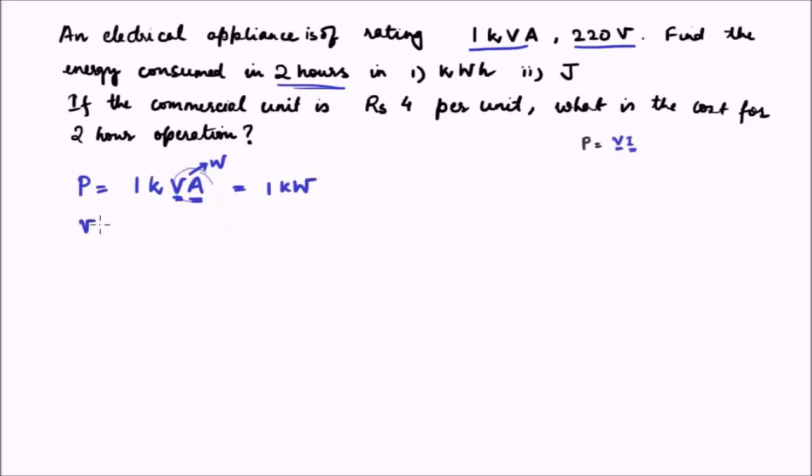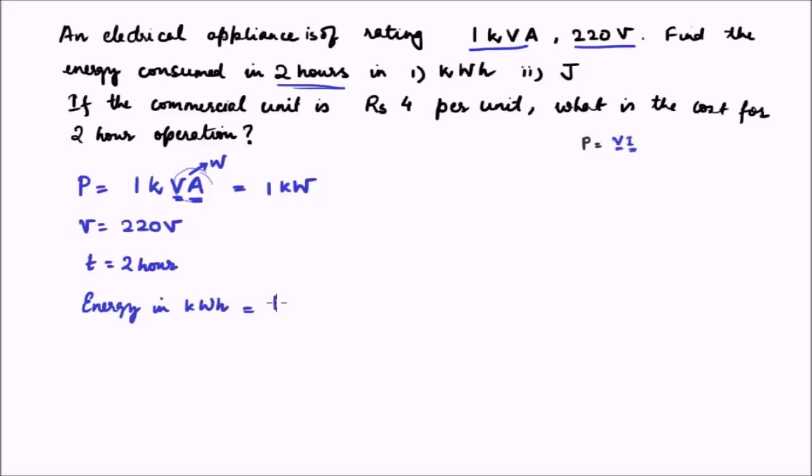Next we have the voltage rating as 220 volt. We have said that the appliance runs for 2 hours. Time is equal to 2 hours. And we are asked to find out the energy consumed in kilowatt hour and in joules. So, energy in kilowatt hour, let us find out.